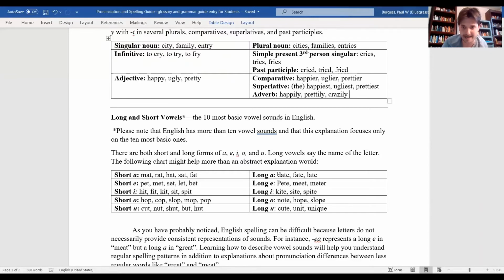Long I. Kite, I. Sight, I. Spite, I. Long O, note, O. Hope, O. Slope, O. Long U, cute, U. Unit, U. Unique, U. Okay? It's much, much harder to explain how the short vowels sound.